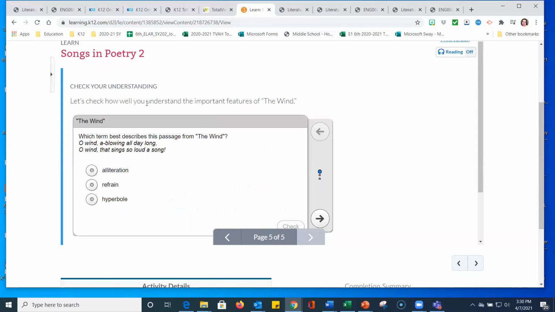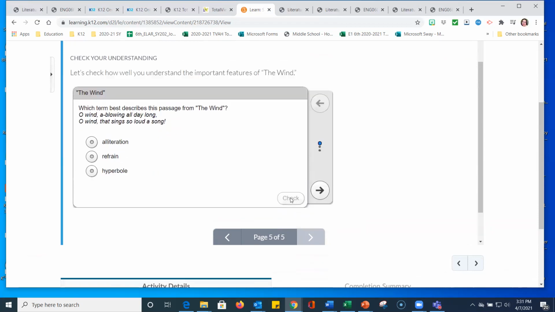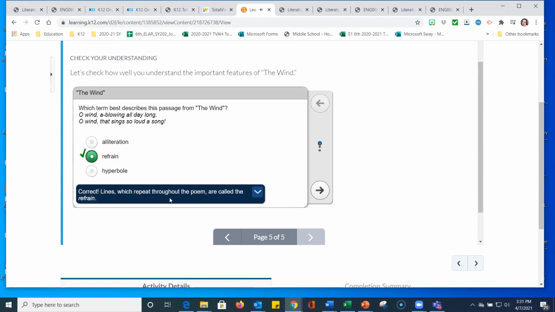Check your understanding. Let's check how well you understand the important features of The Wind. Which term best describes this passage from The Wind? "Oh, wind a blowing all day long, oh wind that sings so loud a song." Is that alliteration, a refrain, or hyperbole? Click on your answer. Check your answer. Once you know the correct answer, copy and paste the question, correct answer, and explanation into your review document. In this case, the answer is refrain. Lines which repeat throughout the poem are called the refrain.